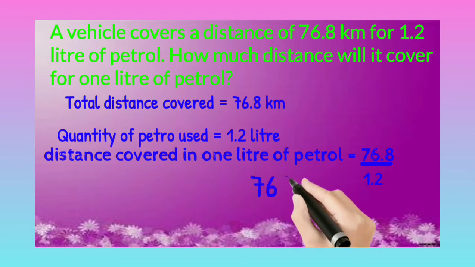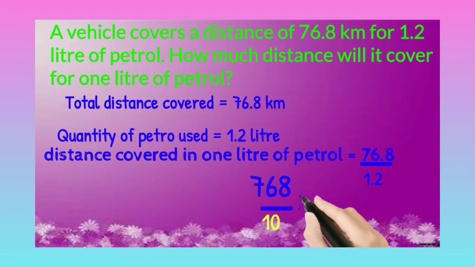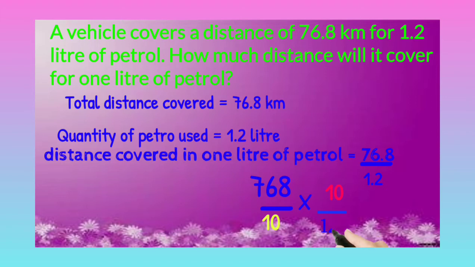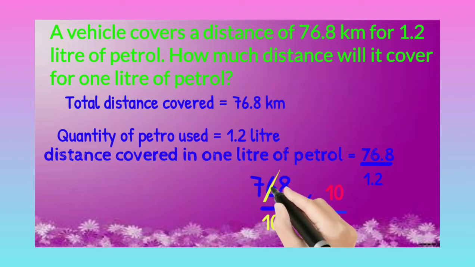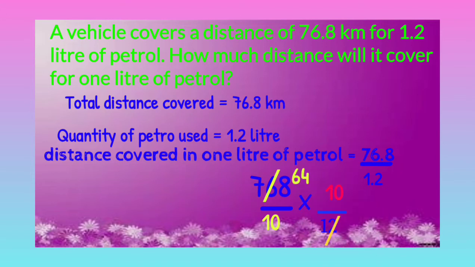But both the numbers are decimal numbers. How can we find it? So convert the numerator decimal number as 768 by 10, and 1.2 can be written as 12 by 10. So reciprocal we are writing 10 by 12. And 12 and 768 we can cancel using 12th table. In 12th table 12 goes 1 times and 768 goes 64 times.